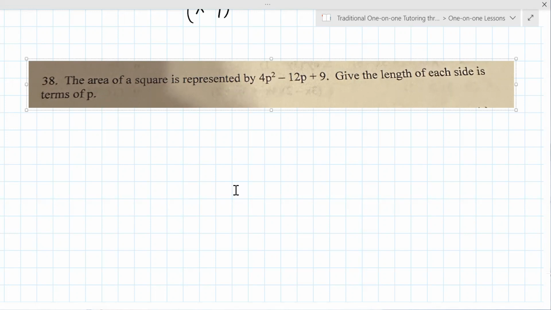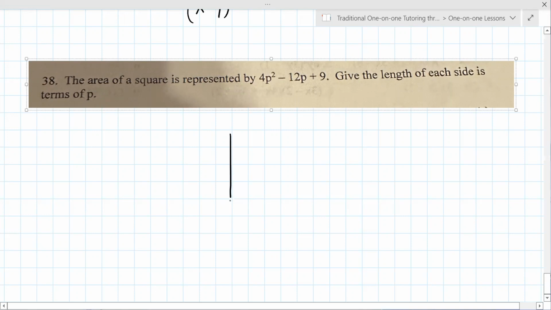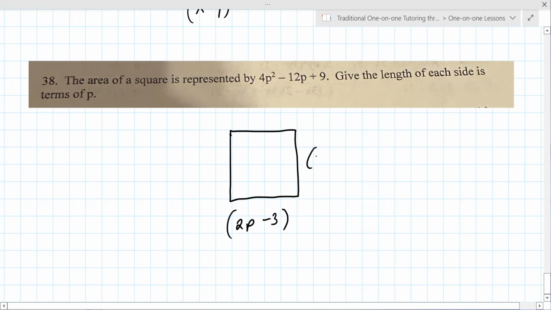Yep. All right, so the area of a square is represented by 4p squared minus 12p plus 9. It's a perfect square trinomial. Yeah, and it has to be. So then it's 2p minus 3 squared. And then the side is 2p minus 3. Yep. Okay, very good.